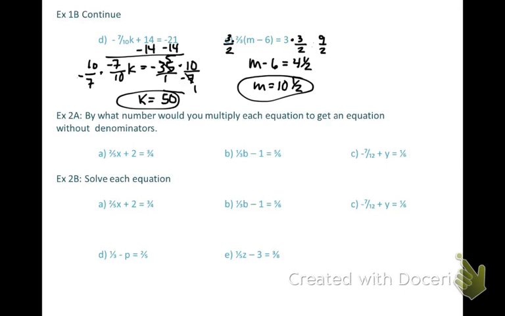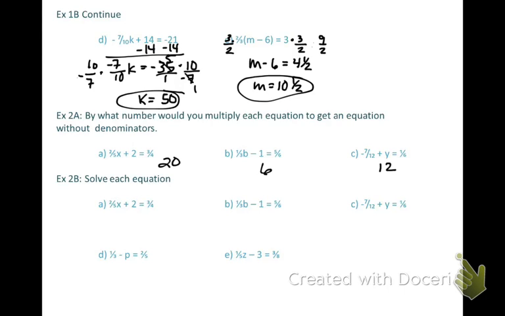By what number would you multiply each equation to get an equation without denominators? So what you're going to do is find a common denominator for A, B, and C on this one. So a common denominator would be 20. So there's your answer for that one. On B, 6. And 12. C, 12. Marky's got this down. Woo! I know. Thank you.